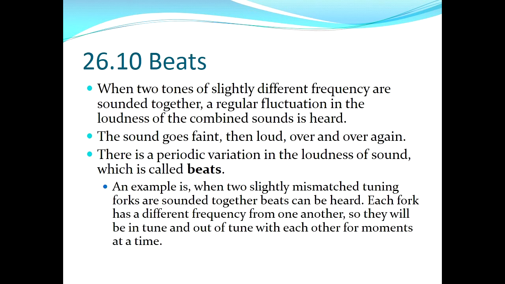Beats. When tones of slightly different frequency are sounded together, this creates a regular fluctuation in the loudness of the combined sounds, which is heard. This sound goes faint and loud over and over again. There's a periodic variation in the loudness of the sound, which is called beats. An example of beats is when two slightly mismatched tuning forks are sounded together. These beats can be heard then. Each fork has a slightly different frequency from one another, so they will be in tune and out of tune with each other for moments at a time.